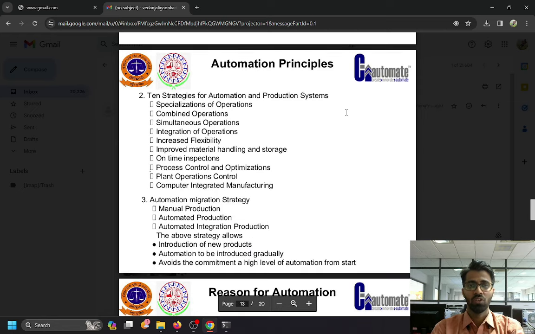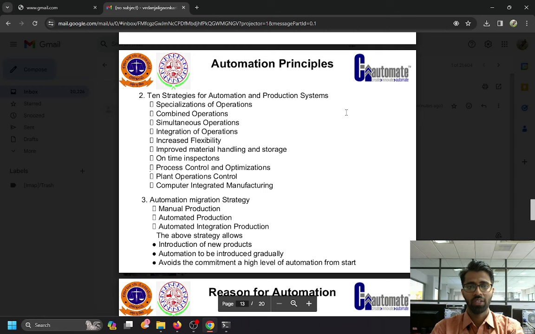Second, ten strategies for automation and production systems: specialization of operations, combined operations, simultaneous operations, integration of operations, increased flexibility, improved material handling and storage, on-line inspection, process control and optimization, plant operations control, computer integration, integrated manufacturing.